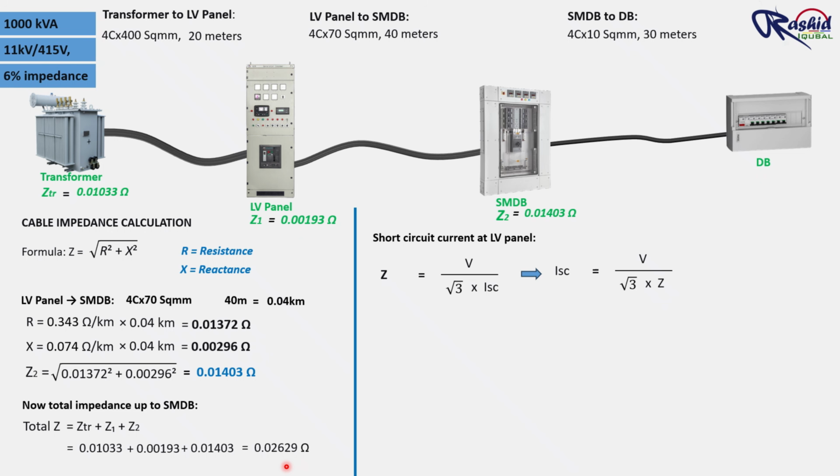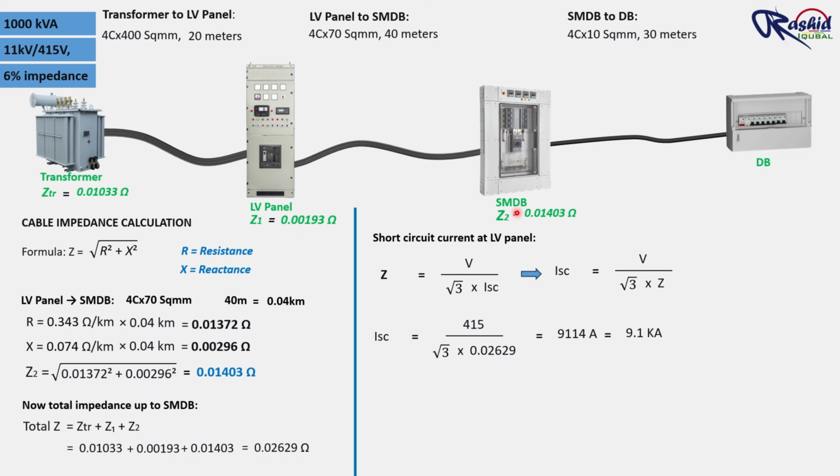Now we need to calculate short circuit current at SMDB panel. As I said, this formula Z equal to V divided by root 3 multiplied by ISC. So let me substitute the value in this formula: 415 by square root of 3 multiplied by 0.02629. It gives a short circuit current of approximately 9114 ampere, which is equivalent to 9.1 kilo ampere. I just converted into kilo ampere. So this is 9.1 kilo ampere is the short circuit current at SMDB side.